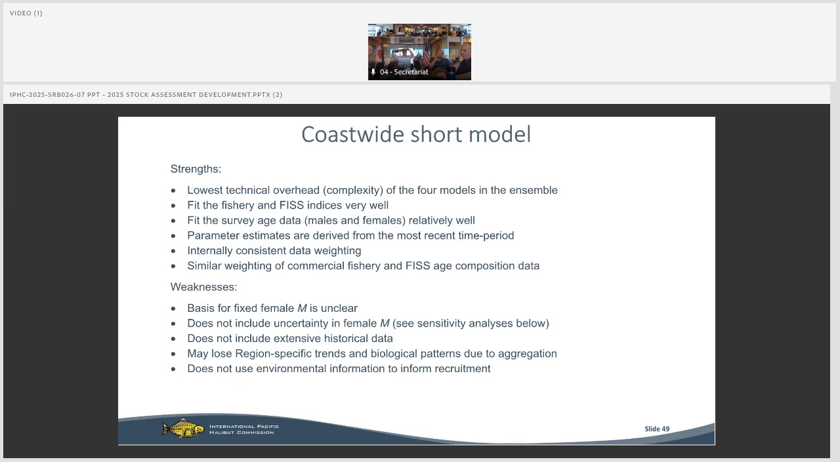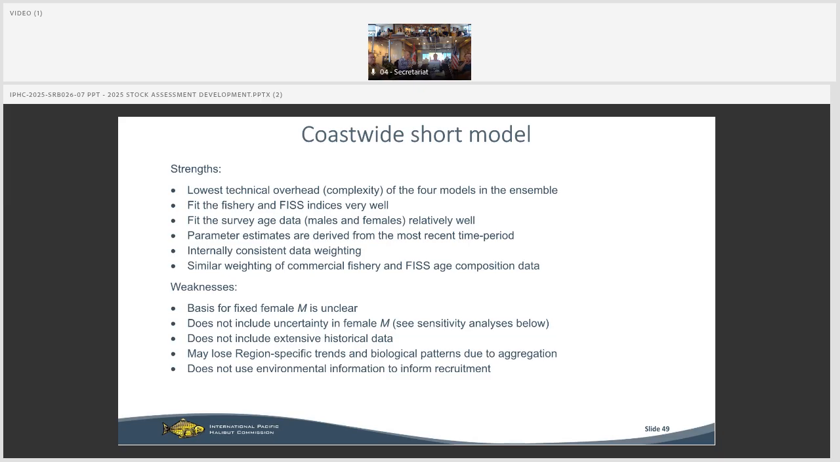The weaknesses, number one, the fixed value of M has unclear basis, 0.15. We're not translating any of that uncertainty into the decision table. And as you'll see, there's a huge amount of uncertainty associated even with those pretty tight confidence intervals in the other models. We're ignoring all the historical data, and we're losing all of the region specific information due to aggregation.